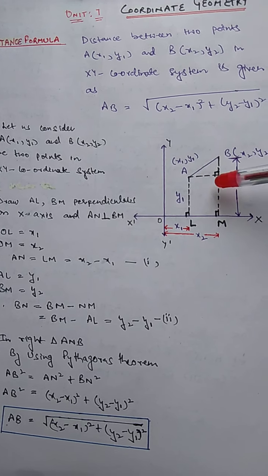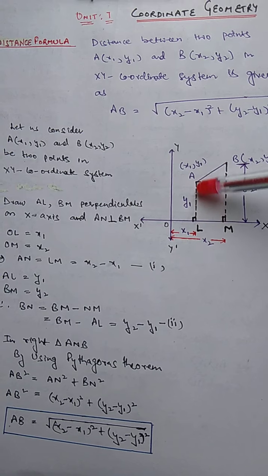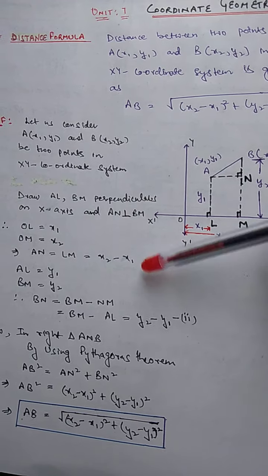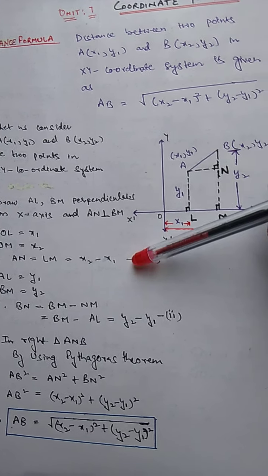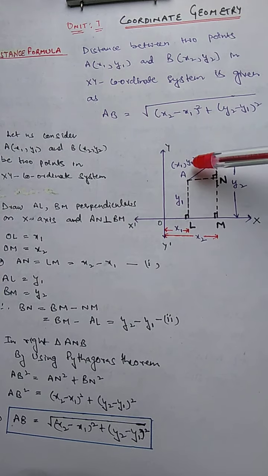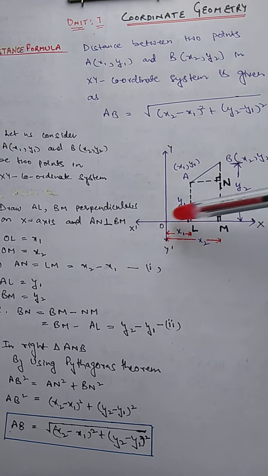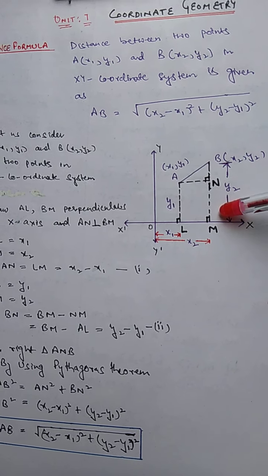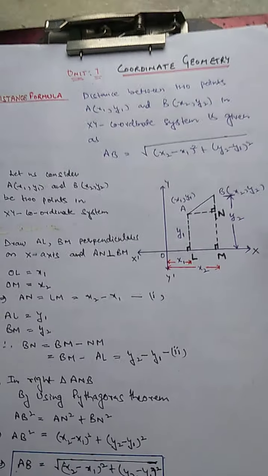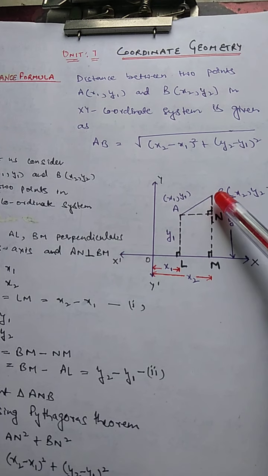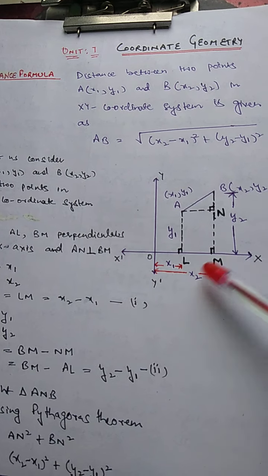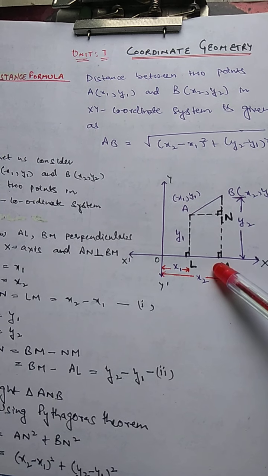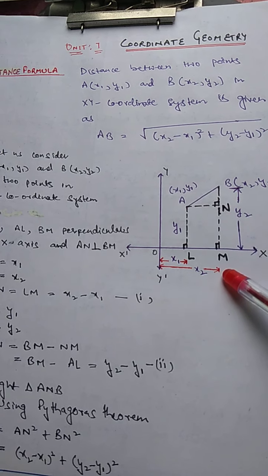Therefore AN and LM are equal distances, because the perpendicular distance between any two parallel lines is always the same, so AN and LM is x2 minus x1. In the same way AL, that is the distance of A from the x-axis, is y1 and the distance of B from the x-axis is y2, that is BM is y2. So from here we find that BN is equal to BM minus NM, and we have used AL in place of NM because AL and NM are equal distances. So BN is y2 minus y1.